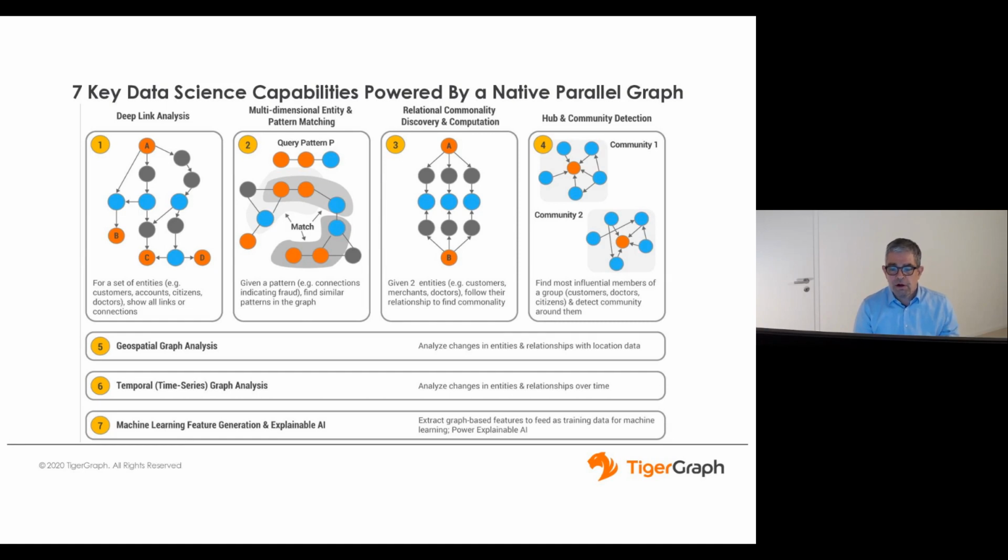And also very important when it comes to machine learning is that you can extract all these features, all these additional metrics that you can generate based on that platform, and feed them into your machine learning application or into your machine learning algorithms to further improve the results. Better training data obviously leads to better results of your machine learning algorithms.